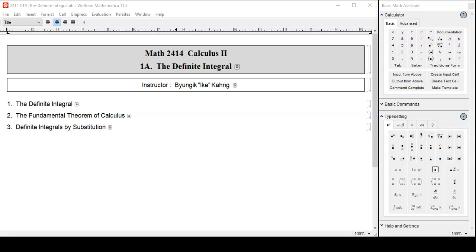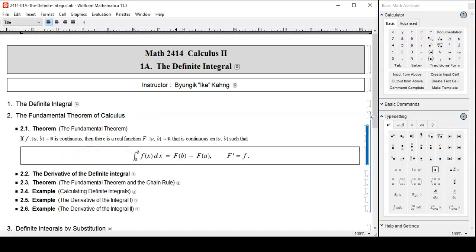Hello students, welcome back. Now let's go to section 2 and review the fundamental theorem of calculus. Here we go, the fundamental theorem of calculus.